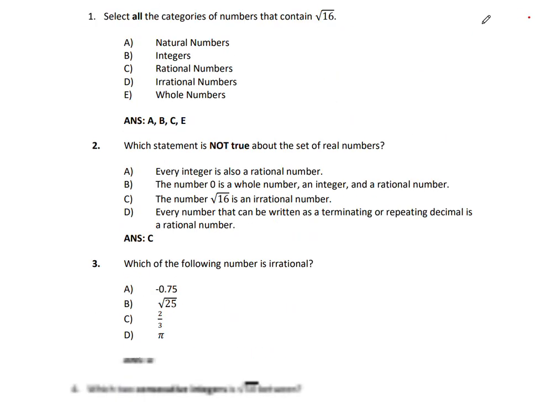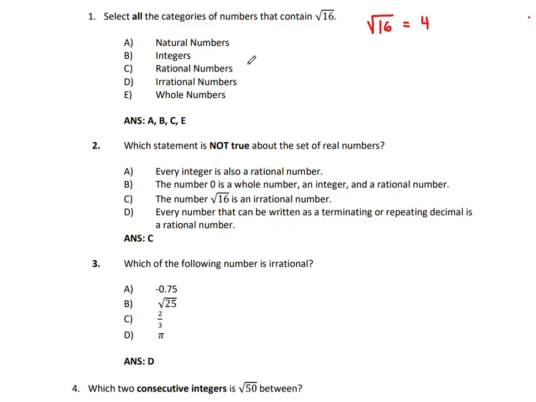The first question that we have here is to select all categories of numbers that contain the square root of 16. So first we need to know what the square root of 16 is. And when we evaluate the square root of 16, we'll get an answer of 4. This is because the square root of a number means what number can I multiply by itself to produce the number under the square root. In this case, the number is 4. 4 multiplied by itself will give us 16. So the square root of 16 is 4.